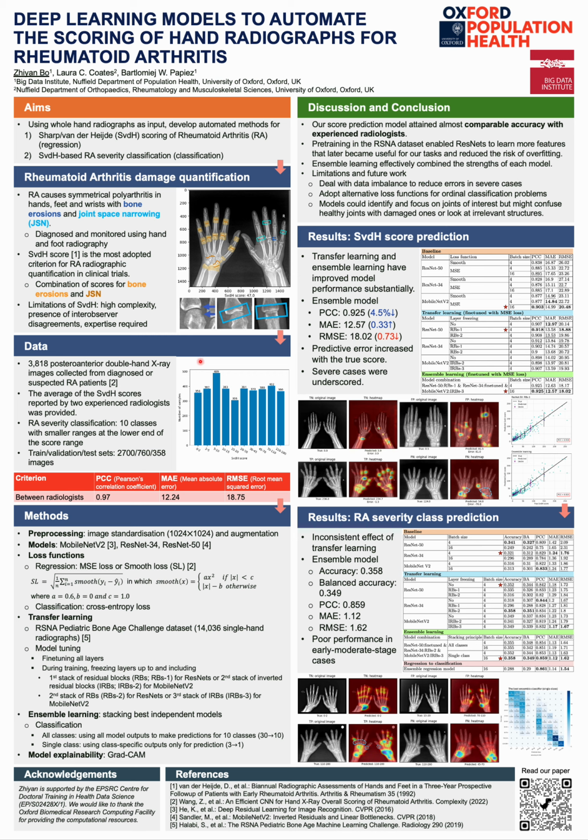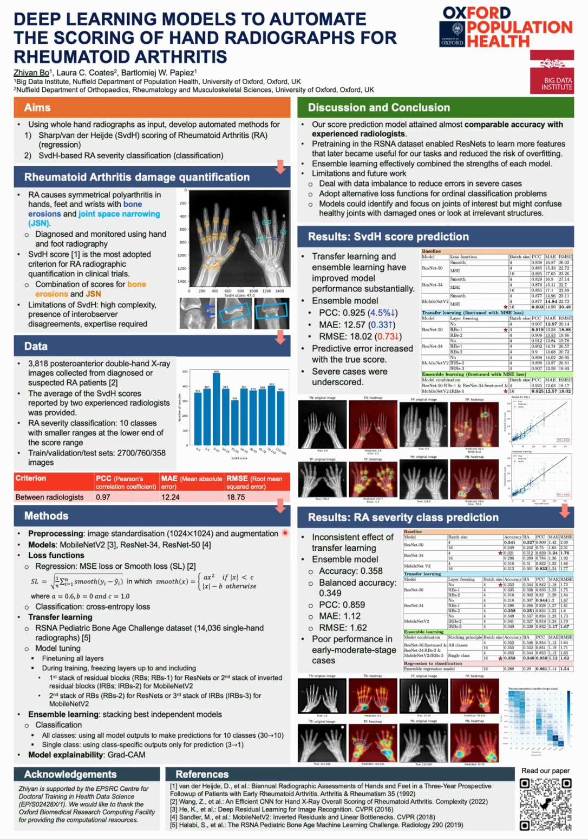In this project, we use a published dataset that consists of 3,818 double-hand X-ray images collected from diagnosed and suspected RA patients. The average of the SVH scores reported by two experienced radiologists was provided. For the classification, we split the score range into 10 classes with smaller range at the lower end of the score range. The published data also assessed the differences between the scores given by the two radiologists, who achieved a Pearson's correlation of 0.97 but relatively high mean absolute error and root mean squared error, suggesting intrinsic ambiguity of the scores.